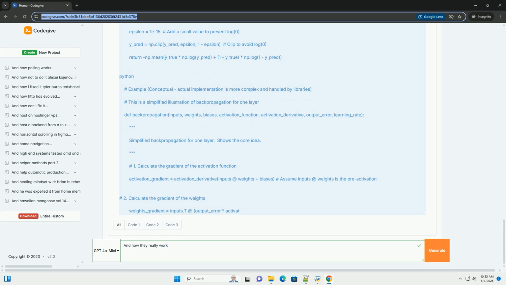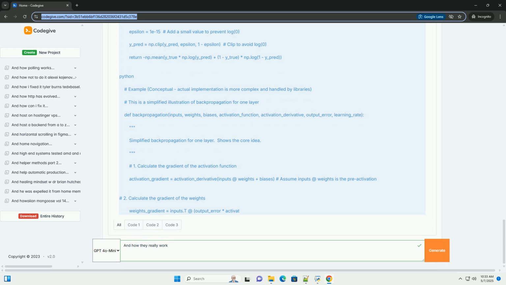5. Regularization. Techniques used to prevent overfitting, when the network learns the training data too well and performs poorly on unseen data. Common regularization techniques: L1 and L2 regularization add a penalty term to the loss function based on the magnitude of the weights.